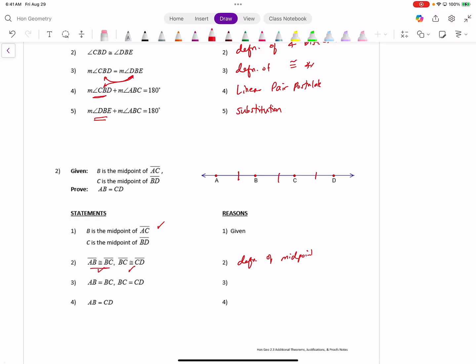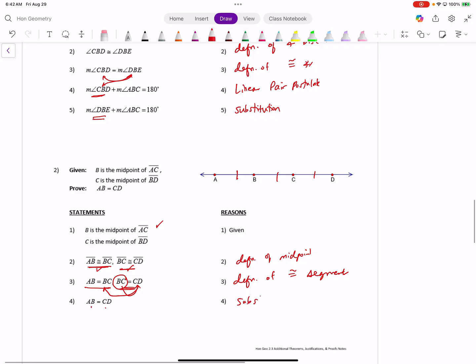All right, and if we know these segments are congruent, we know their lengths are the same. If we know these segments are congruent, we know these lengths are the same, because that's the definition of congruent segments. And then why do we know that AB and CD are the same thing? Because BC is CD, so we can plug that in right there. So I would personally say it's a substitution, because that's how I think about it. If you put the transitive property, it would also be correct.